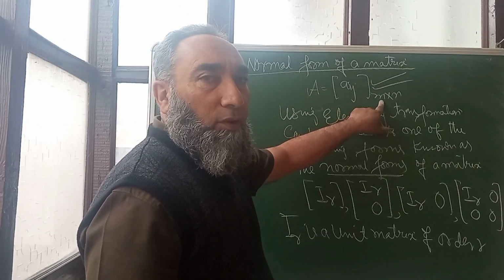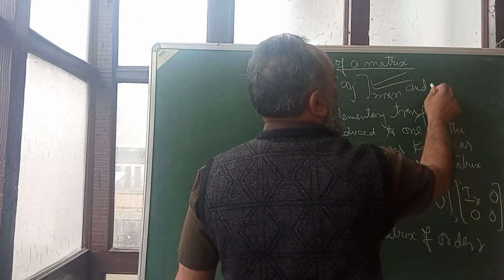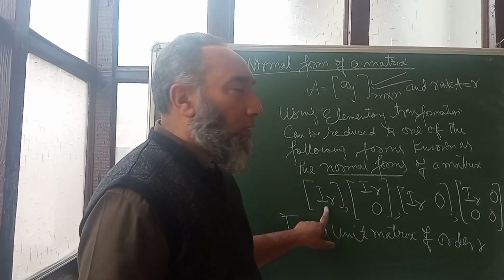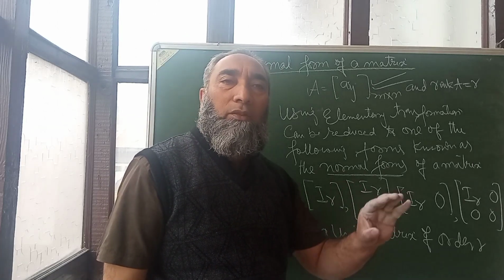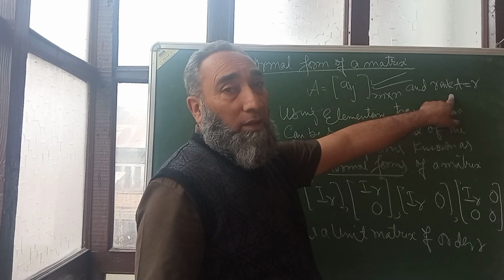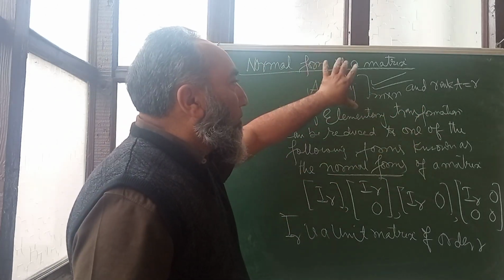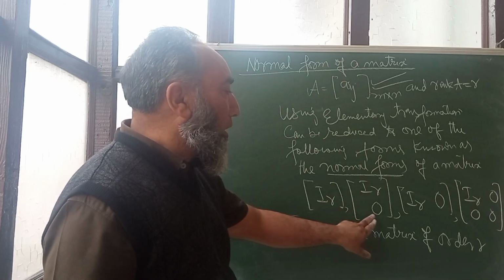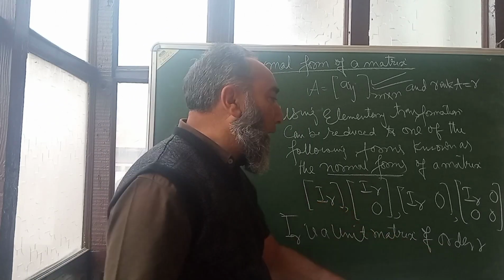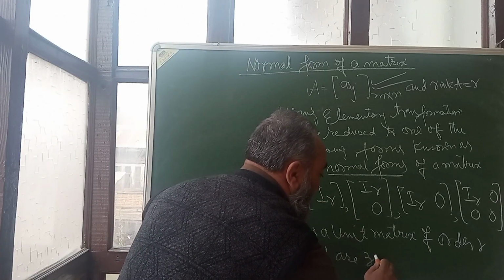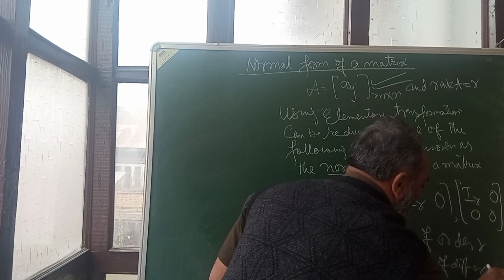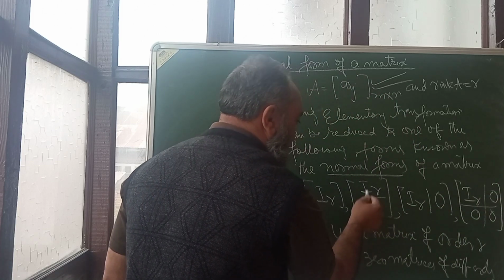Let A equal to Aij be a matrix of order M by N, and suppose its rank is R. If rank of A is R, then you will get a unit matrix of order R. If rank is 2, you will get I2. If rank is 3, you will get I3. And if rank is 4, you will get I4. So using elementary operations, this matrix can be reduced to one of the following forms: IR, IR 0, IR 0, IR 0 0. These are known as normal forms of a matrix. IR is a unit matrix of order R, and the zeros are zero matrices, not simple zeros, of different orders. This is known as partition.